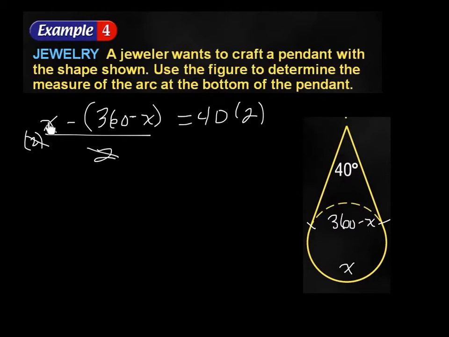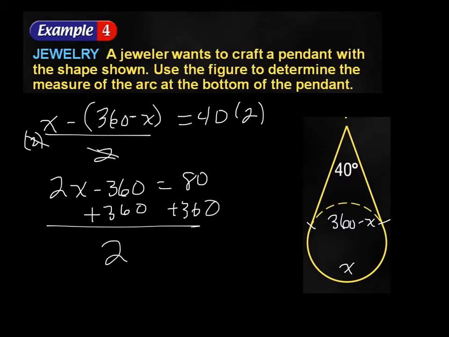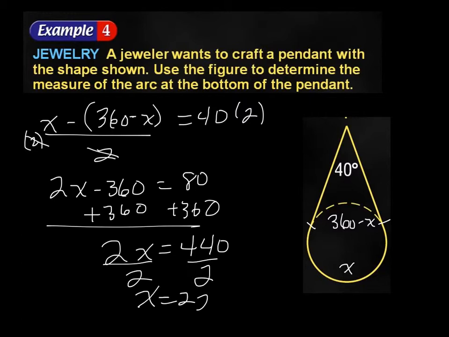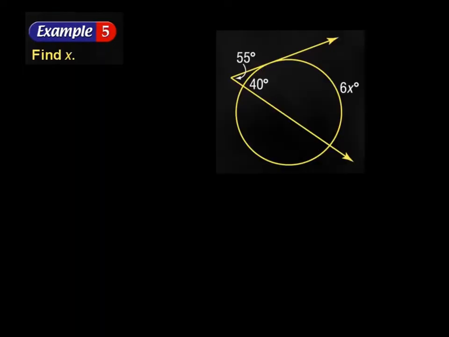So x minus (360 minus x) is going to be 2x minus 360 equals 80. Add 360 to both sides. 2x equals 440, and divide by 2. And x is 220 degrees. It's a little bit different, starting with only one value, but we knew what else to add. Nice simple directions again: find x.